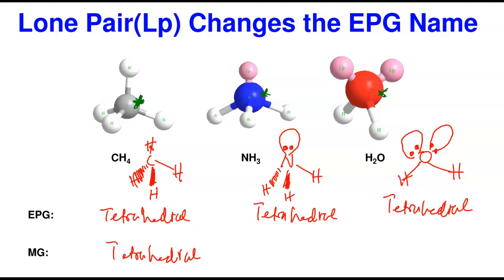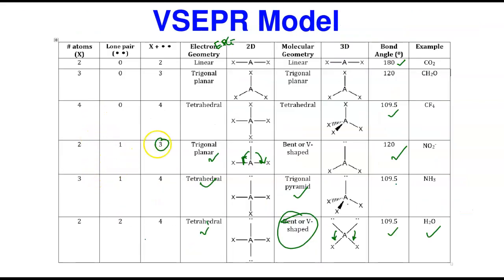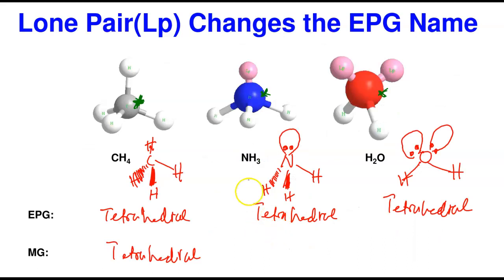Now, what happens when there are a total of 4 attachments and 1 lone pair? Look at it. It's tetrahedral here, but this is going to change to trigonal pyramid. This becomes, and if you look at it, it looks like a pyramid. This is going to be trigonal pyramid.